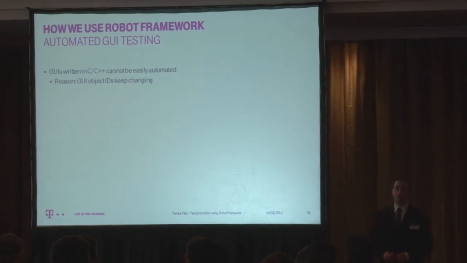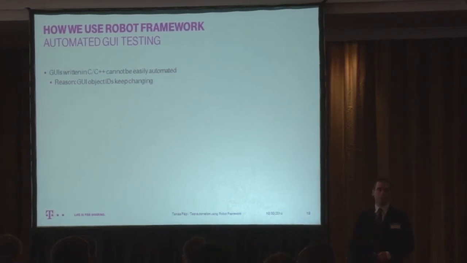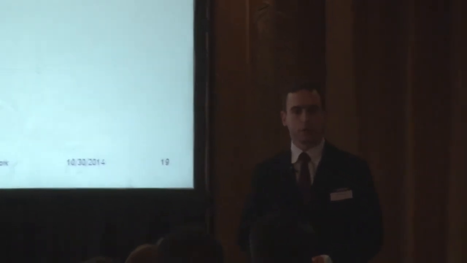Now I would like to share an issue we have solved using Robot Framework. Have you ever tried automating a GUI application developed in C or C++? It's actually really hard because of the constantly changing GUI object IDs. They keep changing from build to build. That's why it's very hard to identify them. That was the reason why we found an alternative solution, which is an open source image-based test tool. It uses image recognition to identify and control GUI components. Its name is Sikuli. You can find all the information about it on the internet.